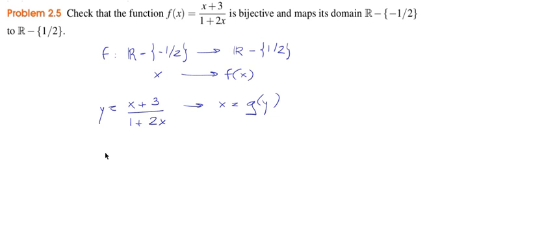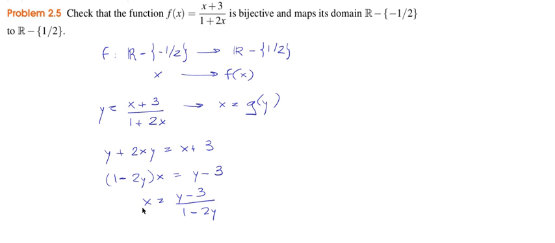If we solve this, then we have y plus 2xy equals x plus 3. We want to solve for x, so it's (1 minus 2y) times x equals y minus 3. And so we have x equals (y minus 3) divided by (1 minus 2y). Now, for every y that we can think of, we can find an x.